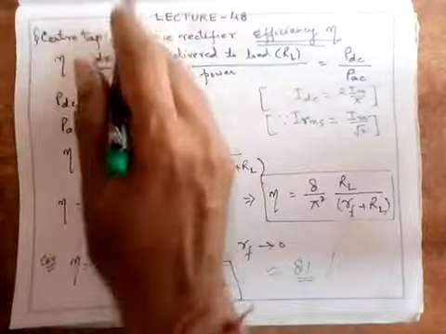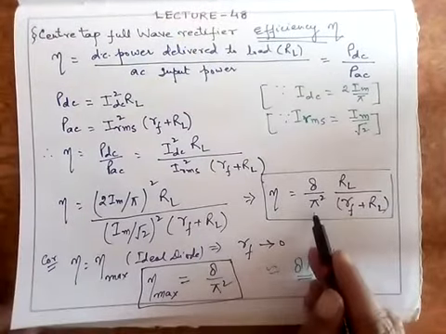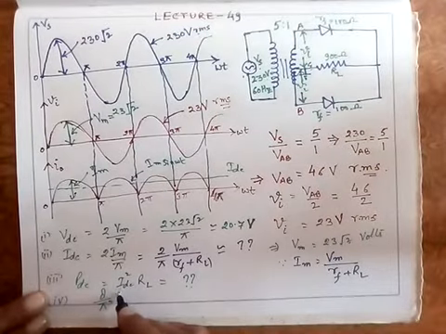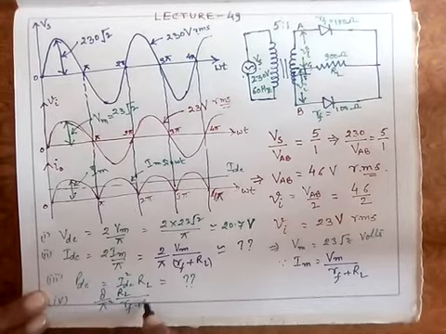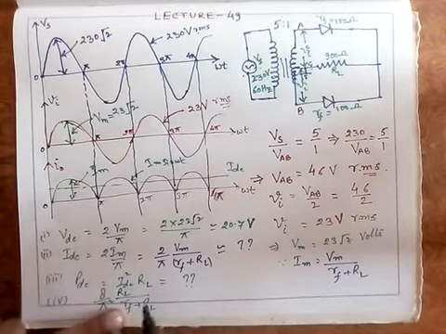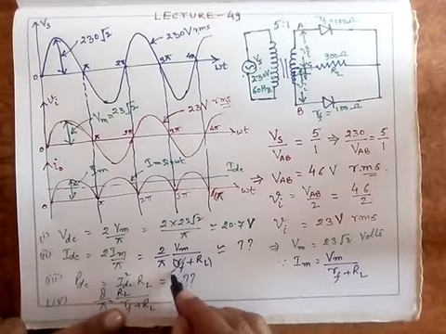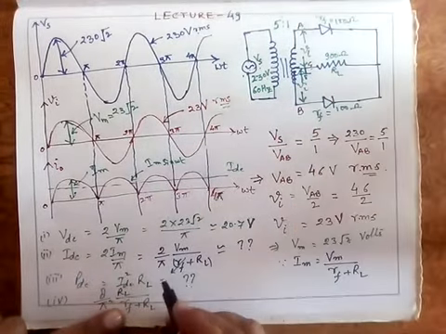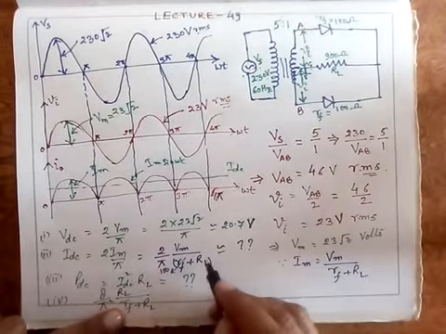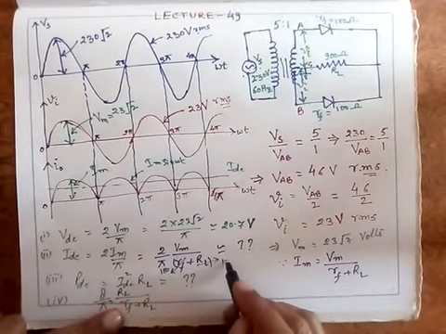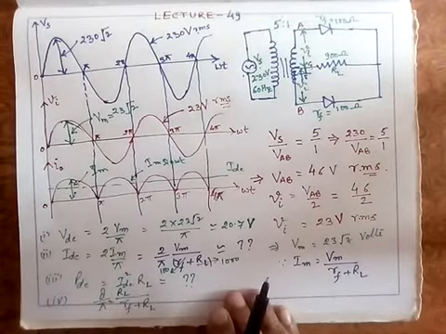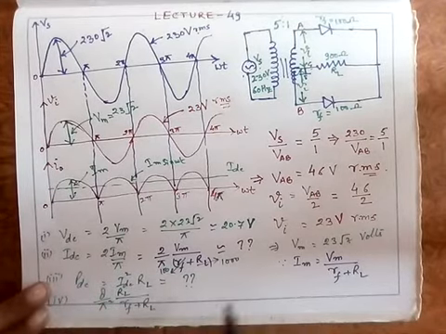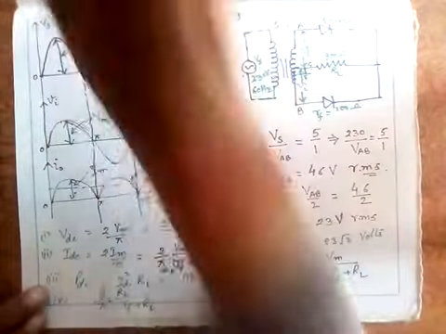Yes, the efficiency of a center tap full wave rectifier is 8 upon pi square into RL upon RF plus RL. So simply substitute the value of RF wherever it is asked. Substitute RF is equal to 100 ohm and RL is equal to 1000. So I hope that this is clear to you. This complete part is clear, these four parts which have been asked.